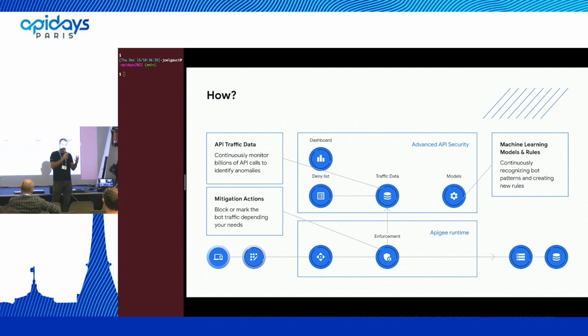Now, this year, we are taking this technology and putting it on Apigee for our customers. So you can protect your public APIs with the same technology, the same machine learning models that Google uses for its own APIs. That's called Advanced API Security, and of course, come to our booth, we will show you how it works.